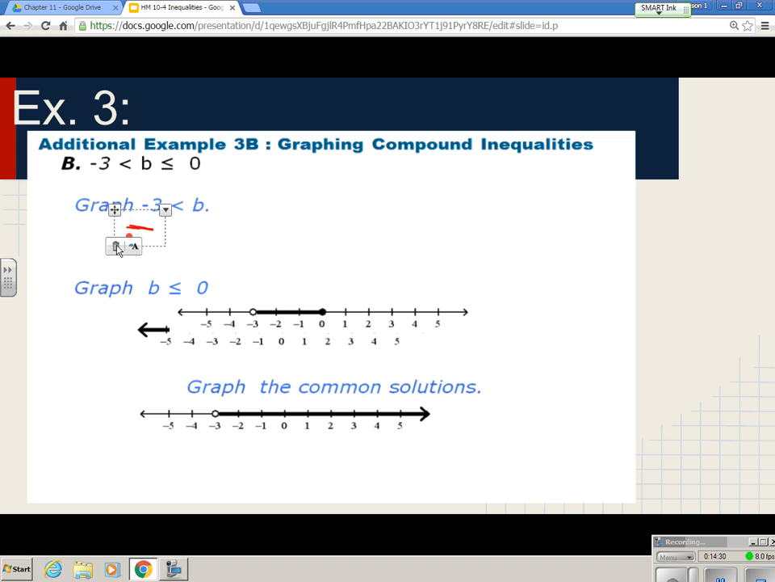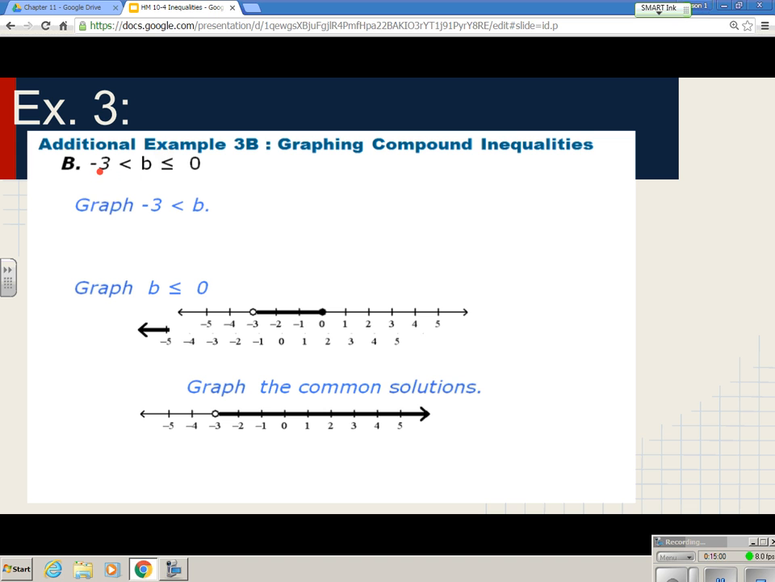All right, so here we are on the next example. Here we can see one. This is definitely a compound inequality, because they're both sharing the same variable, and that variable is b. So when you have a problem like this, the best way to solve this is just to graph them on the same number line. So they're both going to share b. That's the key here, okay?